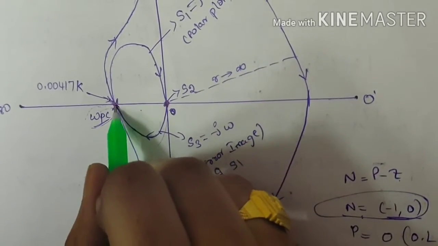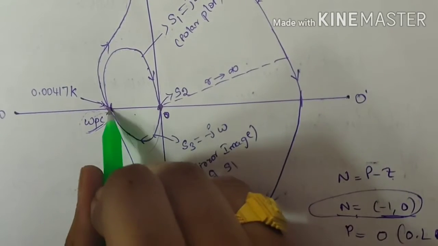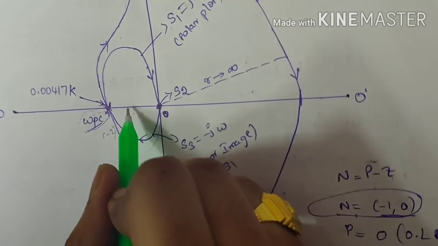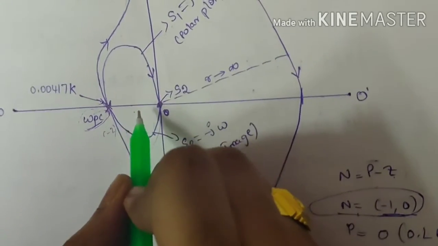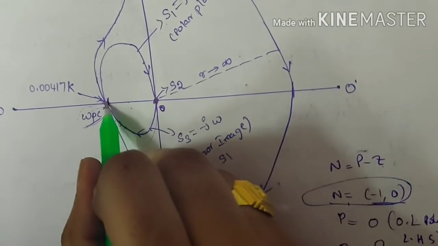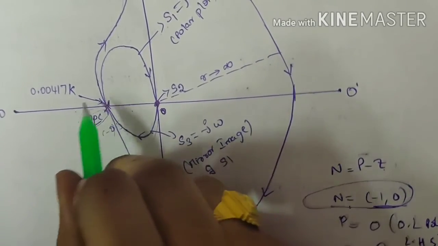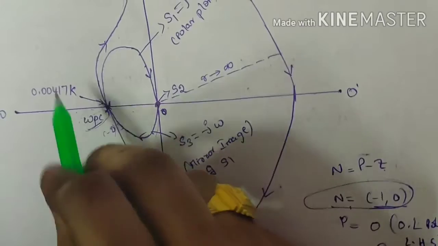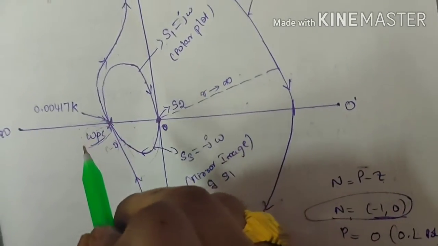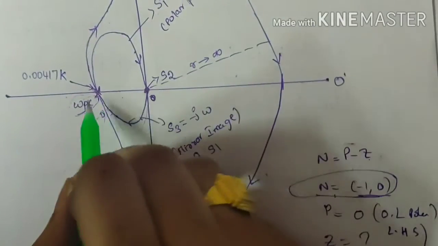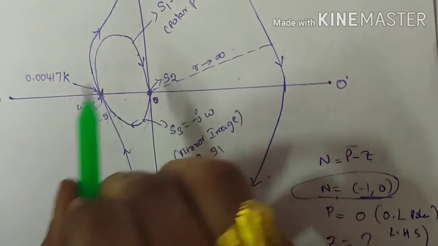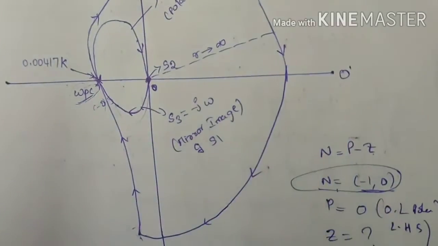By finding this magnitude, I can tell whether minus 1, 0 is lying inside the circle or outside the circle. Suppose I find the magnitude is minus 2 here. If it is minus 2, then obviously minus 1 will be inside the circle, and the number of encirclements will be 2. Suppose it is not minus 2 but minus 0.5, then minus 1 will be outside the circle. Then there are no encirclements around the critical point, and the N value will be 0. So using this point, I can confirm whether minus 1, 0 is lying inside or outside the circle. So how to calculate omega PC?